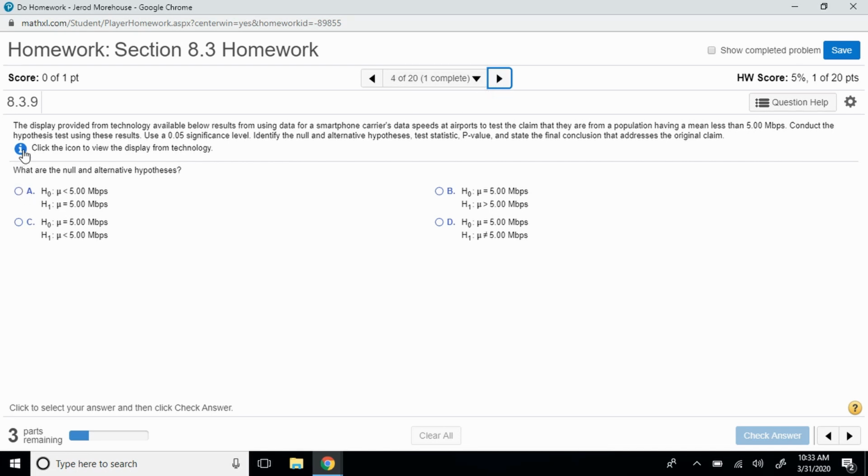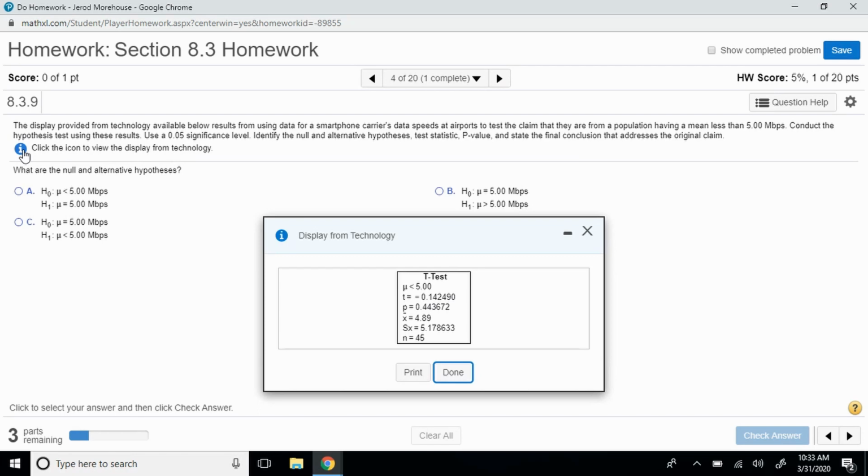All right, let's click on this informational display here. And this is an output. It looks like it's an output from a calculator, like a TI-84 calculator. Here it tells us that we're testing if the mean is less than 5. We get a t-test statistic. We have a p-value, an x-bar, a sample standard deviation, and a sample size here.